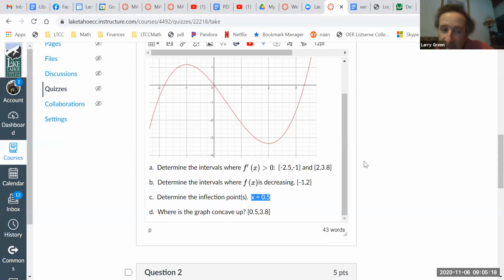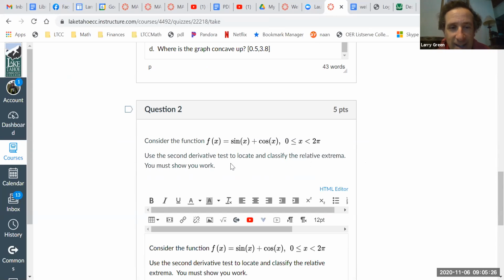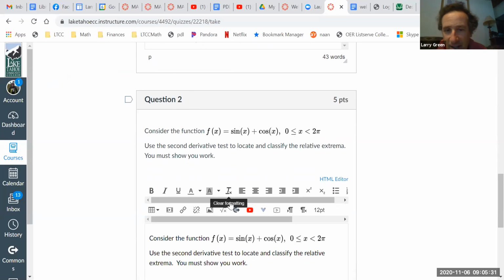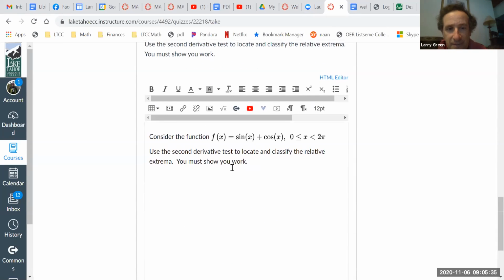Okay, again, it's a lot of questions, but they don't take long. It's just looking at it and writing down the answer. Whereas the next one doesn't even have A, B, C. Here, we have to do one thing, and that is use the second derivative test to locate and classify relative extrema. But this, we actually do stuff.